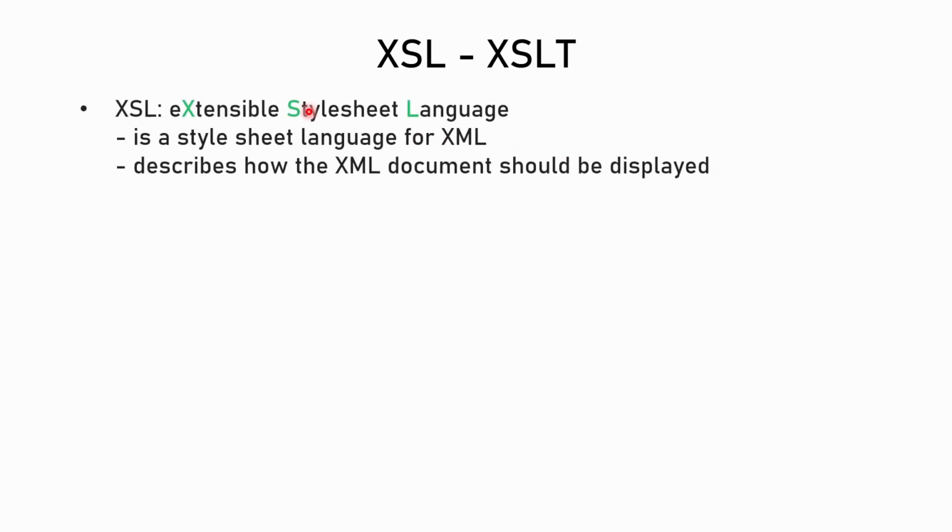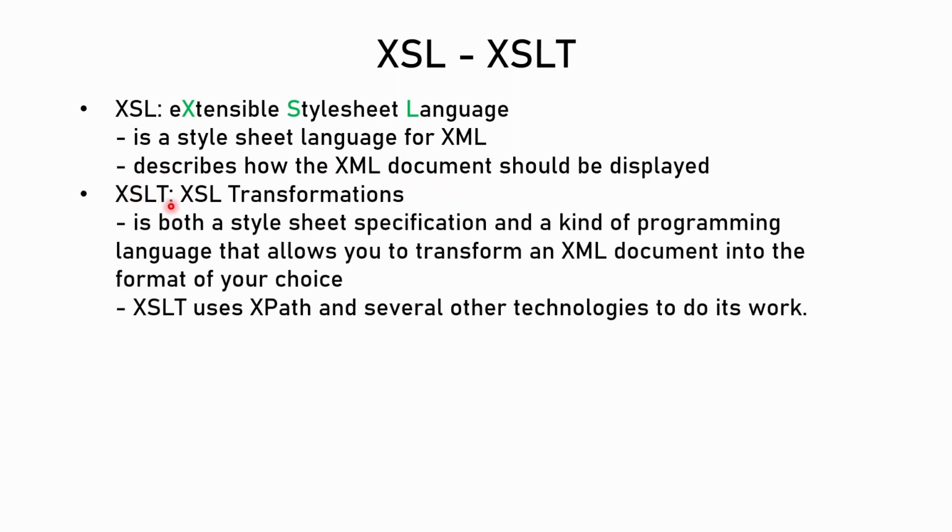So with that out of the way, let's look at a few abbreviations. XSL stands for Extensible Stylesheet Language, which is used as a stylesheet language for XML documents. It describes how the XML document should be displayed. XSLT stands for XSL Transformations. It is both a stylesheet specification and a kind of programming language that allows us to transform an XML document into any other form of document. For example, we can use XSLT to convert an XML document into an XHTML document or an HTML document or even some other formats according to our choice.